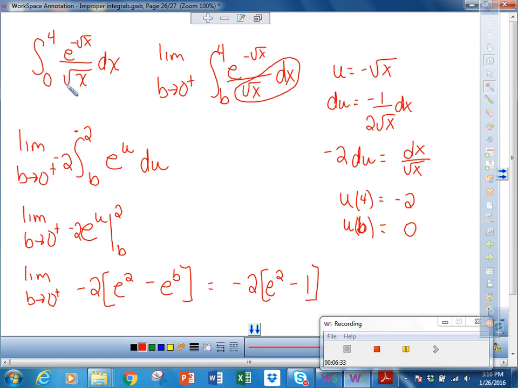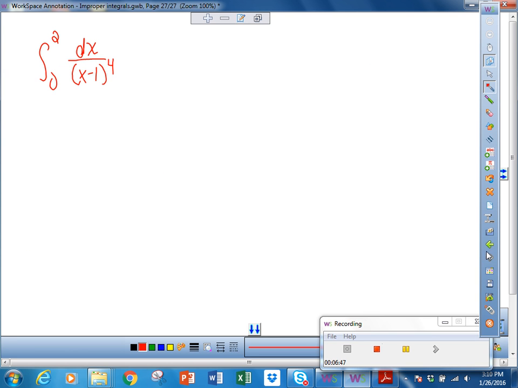Once again, it didn't matter that if I had just evaluated this without taking the limit, I would have gotten the same answer. Again, it does not always work, and that's why it's a good idea to check. Let's do one last example. This time we're integrating from 0 to 2 dx over x minus 1 to the 4th.